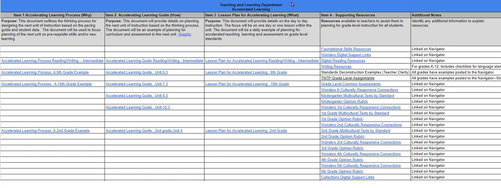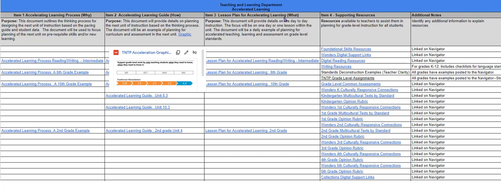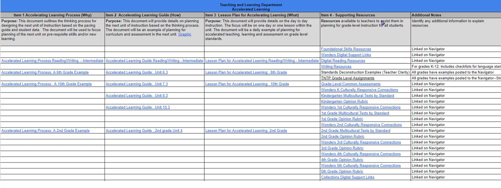Notice there are 4 types of resources for primary, intermediate, middle school, and high school teachers: an accelerated learning process, an accelerated learning guide, a sample lesson plan, and other supporting resources. Let's begin by focusing on the accelerated learning process document. This document outlines the thinking process for designing the next unit of instruction based on the pacing guide, previous grade level standards, formative and summative data.